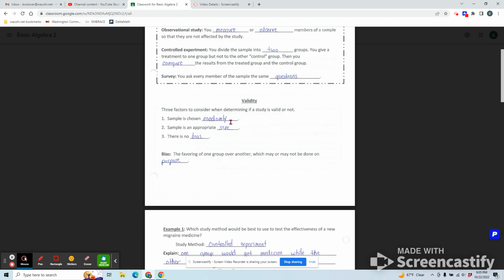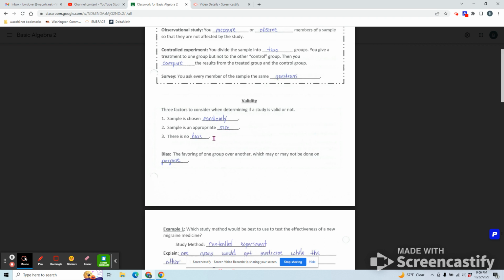Same thing with the sample size. It's got to be an appropriate size. If I ask two people what their favorite color is in the high school, I can't say that everyone's going to have that as their favorite color. So let's say John and Joe both say purple. I can't go ahead and say that everyone at the high school's favorite color is purple. That doesn't make any sense. My sample size was only two people, whereas in the high school there are 1,400 students.